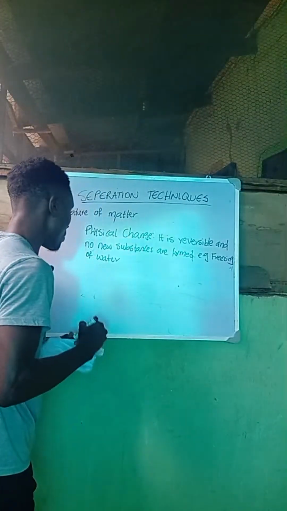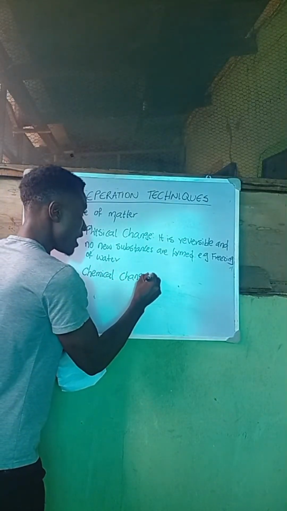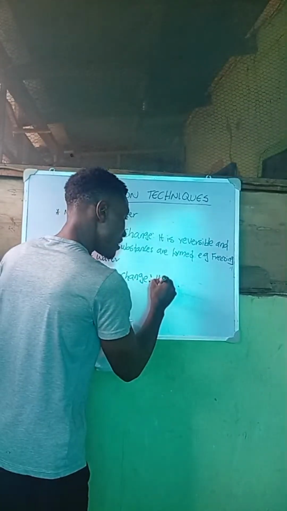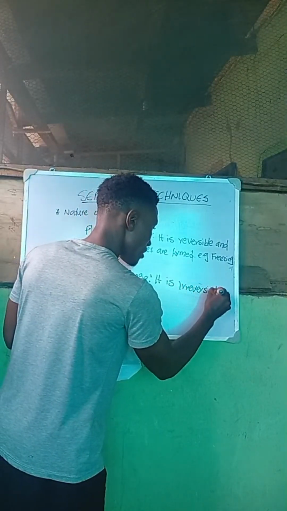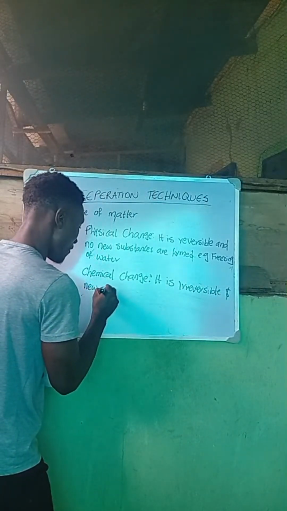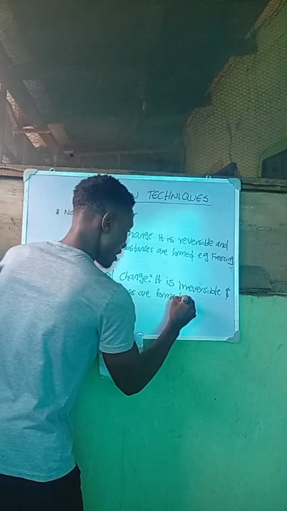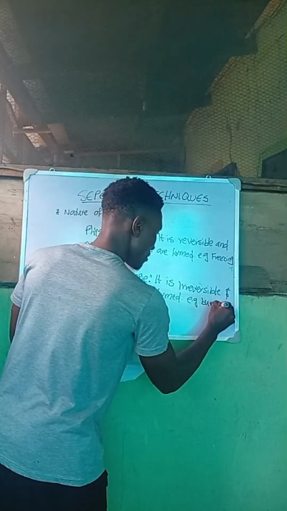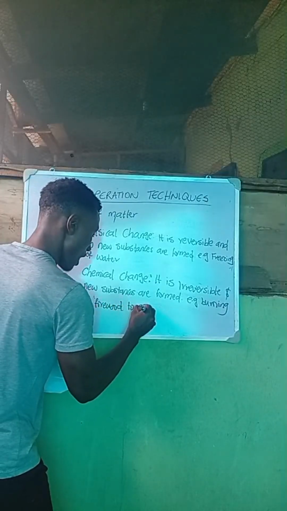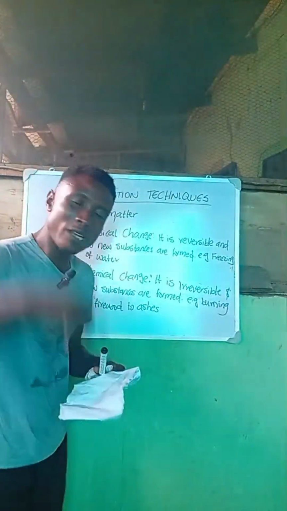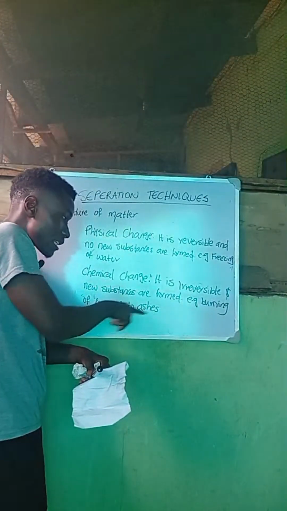Now, when we say chemical change, in a chemical change it is irreversible. You can never reverse it. It is irreversible, and new substances are formed. An example is burning of firewood to ashes. You burn your firewood to ashes, you can never get back the firewood. That means it is not reversible, and a new substance is formed, which is the ashes.